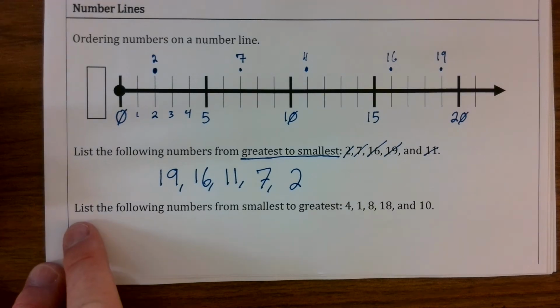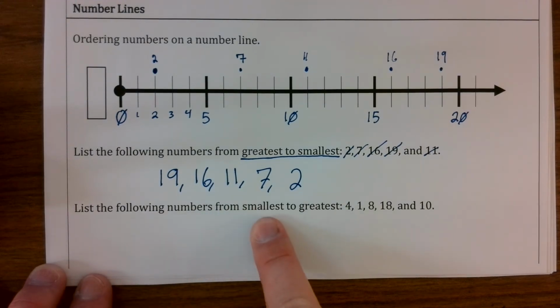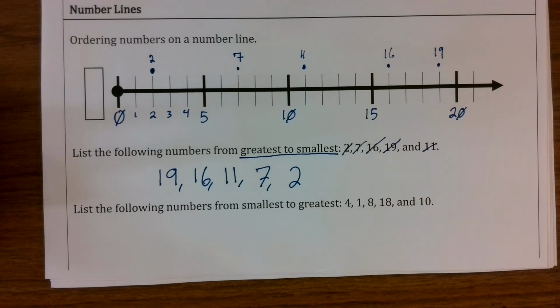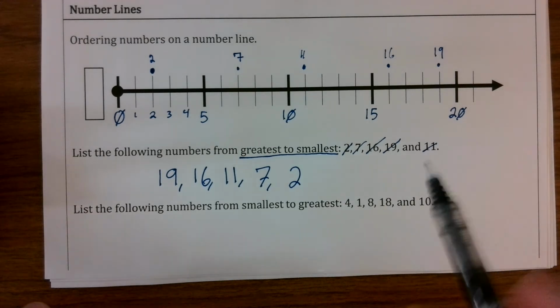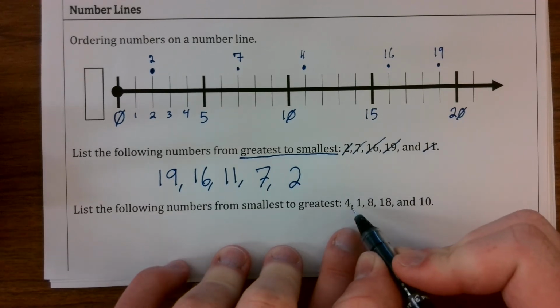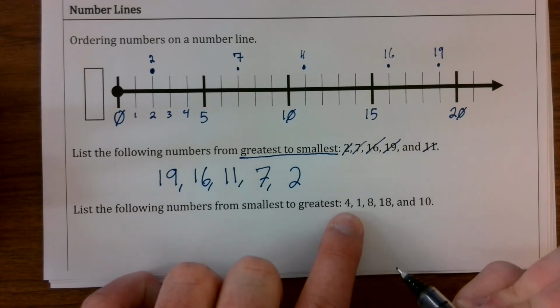Next, we're going to do a similar thing. We're going to list the following numbers from smallest or least to greatest. I am going to change colors. Make this a little bit easier to see. I'll use a black pen for this. So we're going to list the following numbers, and we're going to do that by putting them on the number line. So I'm going to start with 4.